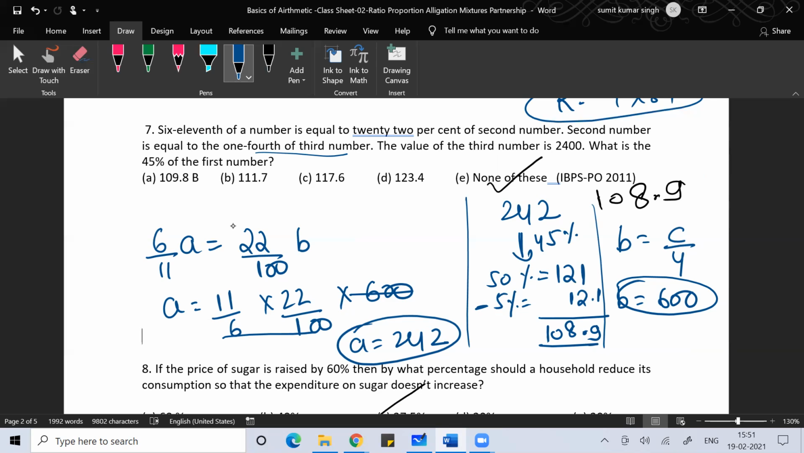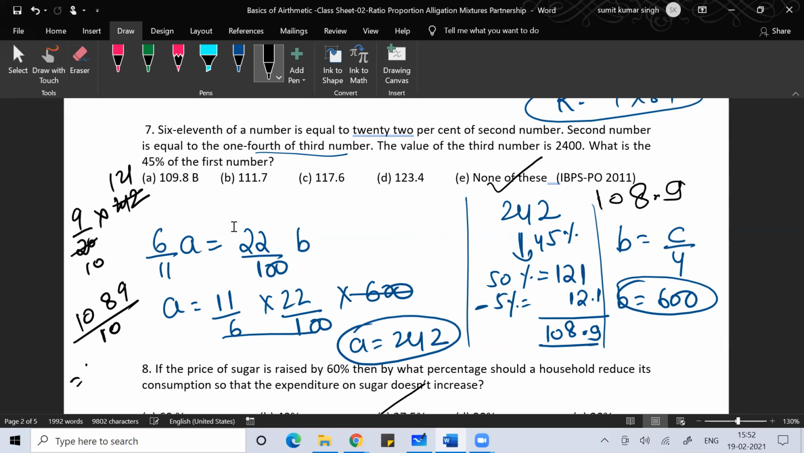I hope you are getting the crux of the knowledge. You don't have to waste your time multiplying 242 into 45 by 100. Or you can do it as 9 by 20, since 45 by 100 is 9 by 20. You can find 9 by 20 of 242, which is 1089 by 10, that is 108.9. However you do it, you will get the same answer. So the answer is 108.9, none of these. Clear, everyone? Anyone have any doubt? Please ask me.